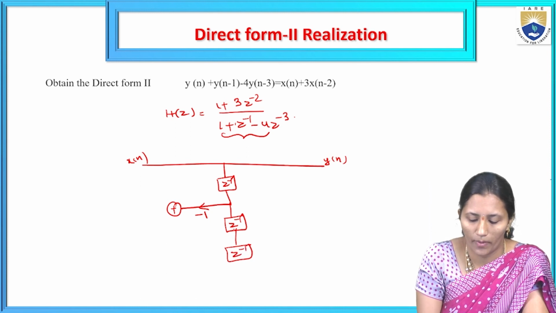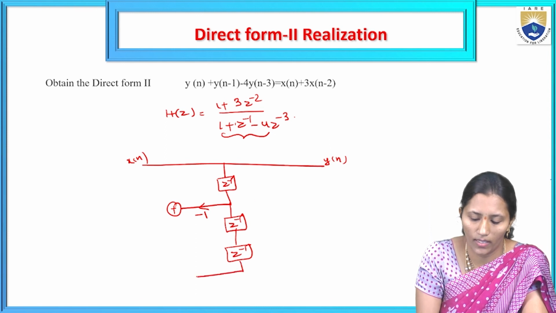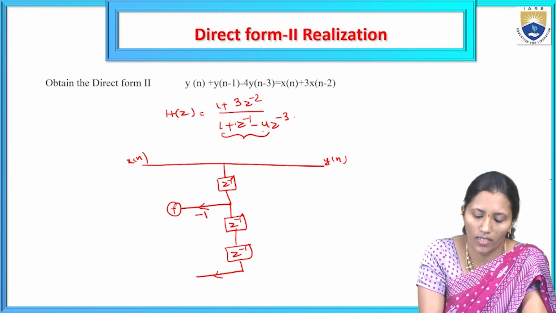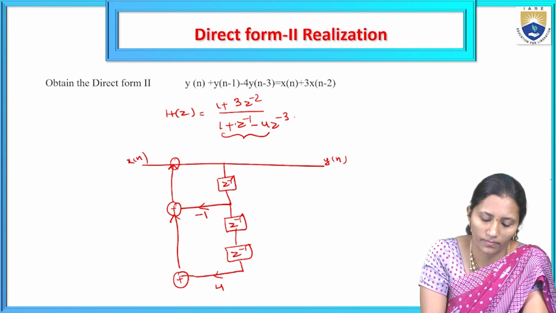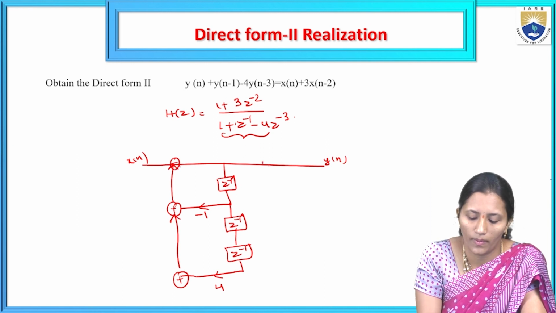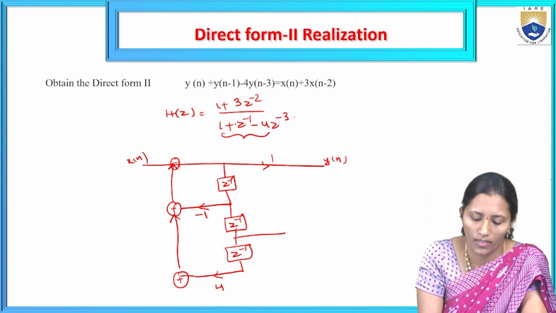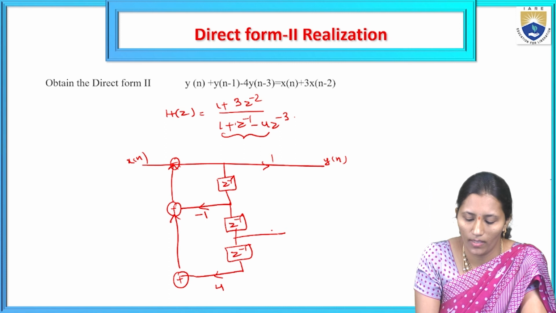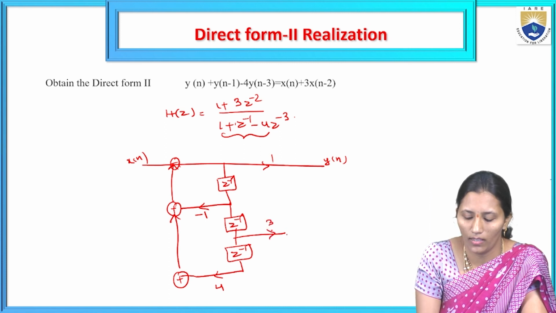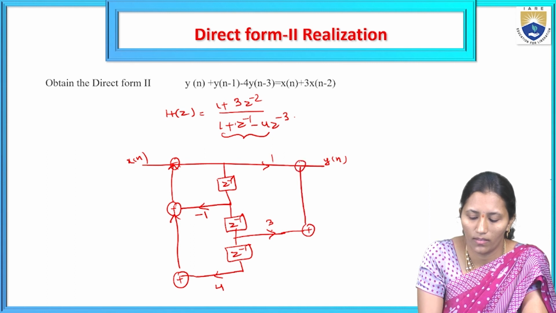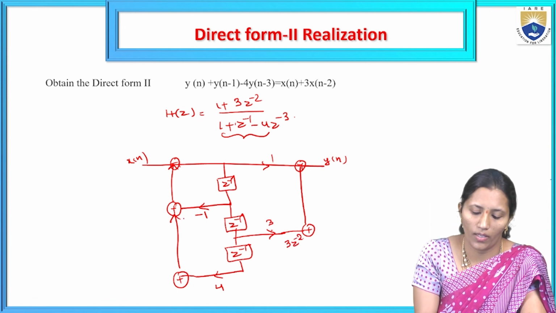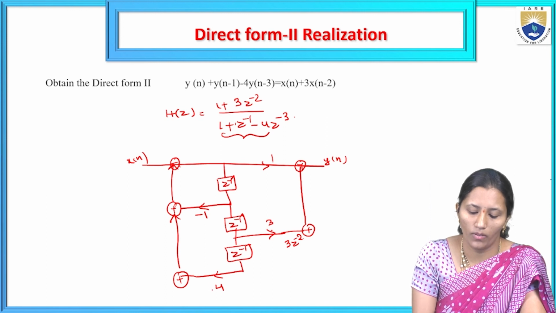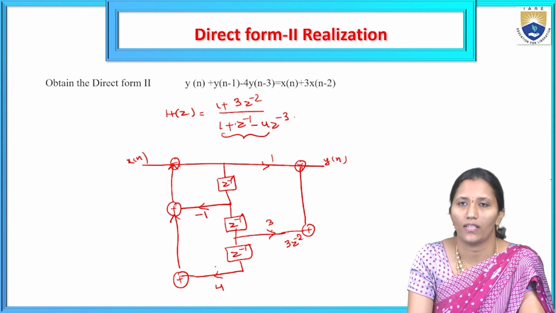Okay, so from z power minus 3 we got the coefficient minus 4. In the denominator, whatever the coefficient is, we have to take the opposite sign, that is 4 here, and this will be added here. And the numerator has 1 plus 3 z power minus 2 here. So x of n will come here, and the coefficient b1 is 3. So here we are going to get 3 into z power minus 2, and here we get z power minus 1 and minus 4 z power minus 3. So this is the realization structure of direct form 2.